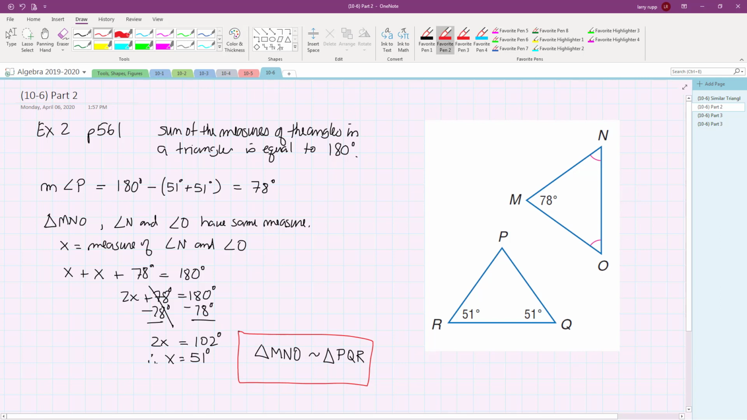And the justification for it is that N and O have the same measures as R and Q, and therefore M and P have the same measures. And if the measures of the angles of one triangle are the same as a second one, then the two triangles are similar by the test that we went through and defined on the last slide.